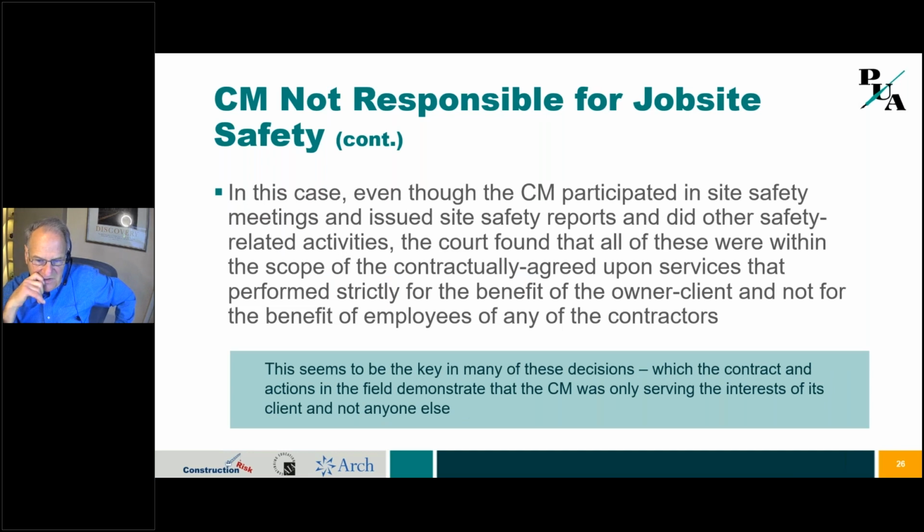So in this case, even though the CM actively participated in site safety meetings, it issued site safety reports, it did all kinds of safety related activities, the court found that all of these were within its scope of the contractually agreed upon service that it was performing, not for the benefit of the contractor, but for the benefit of its owner client. And so the court said, well, that's fine. If the work that the CM was doing was only for the benefit of his client, then that does not make it liable. Very interesting decision there. Okay, next slide.